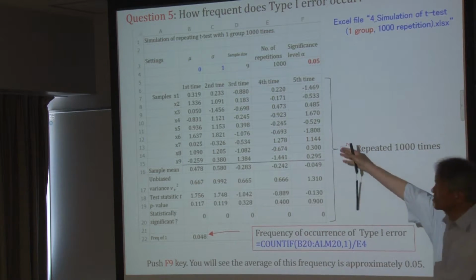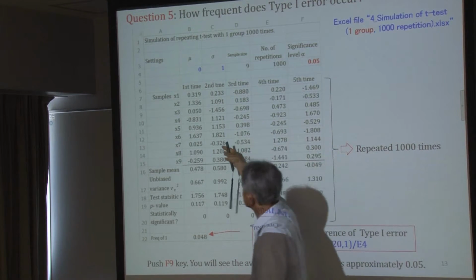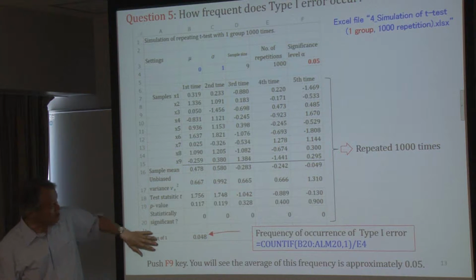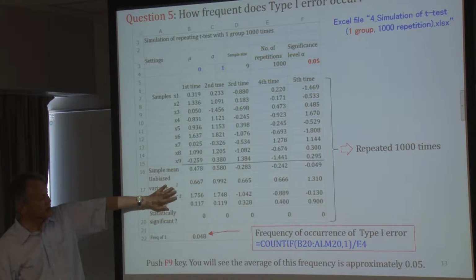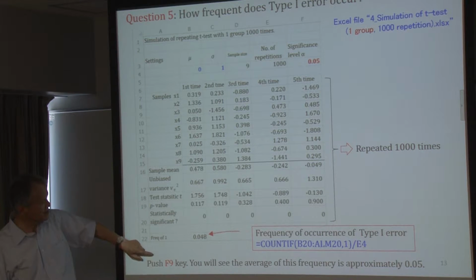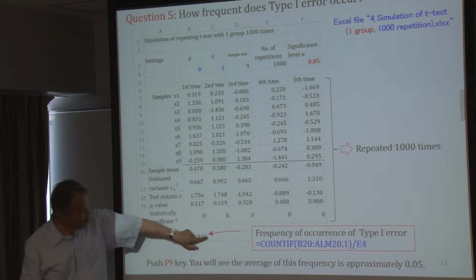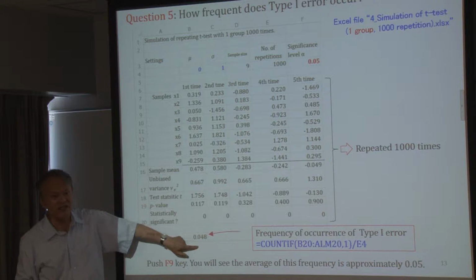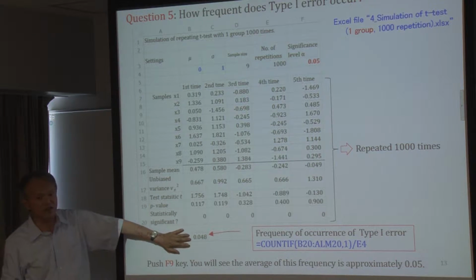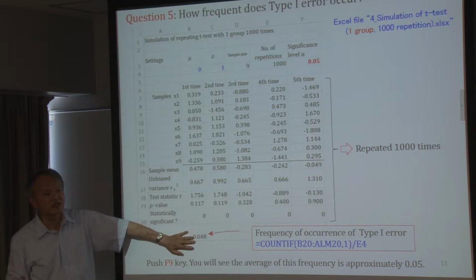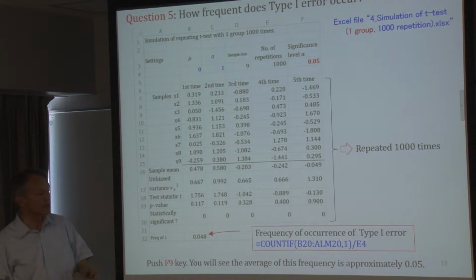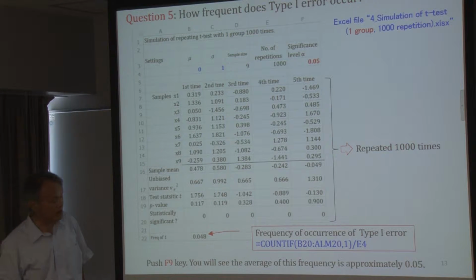So you also inputted these cells and carried out 1,000 times of t-test. And you obtain this frequency of type 1 error. You see, this is around 0.05. This means that 50 out of 1,000 tests had a type 1 error.